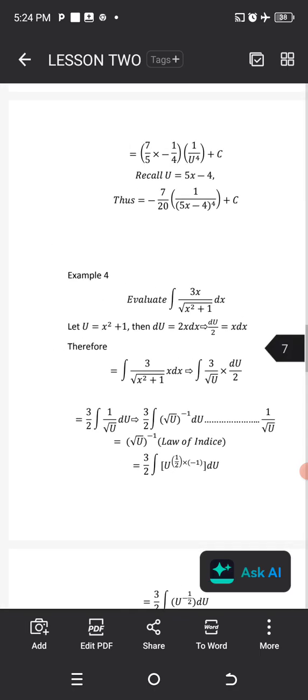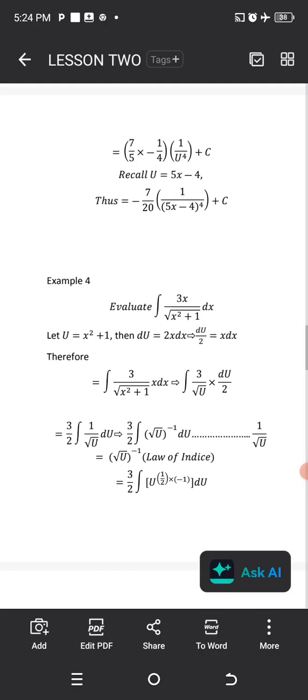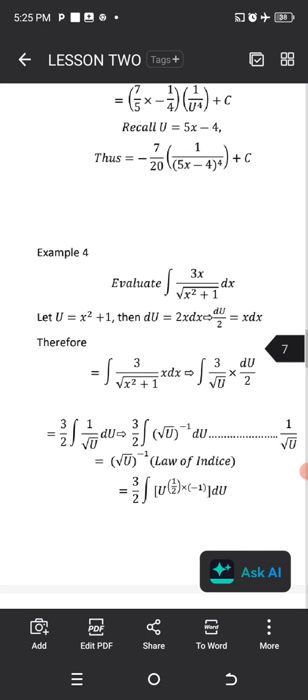So evaluate the integral of 3x all over the square root of x raised to power 2 plus 1 dx. You can see that this kind of question is typically a composite question and a quotient fraction. Sure you get now? Because you have 3x at the top. So how can you do this? You work with the one with the higher power.